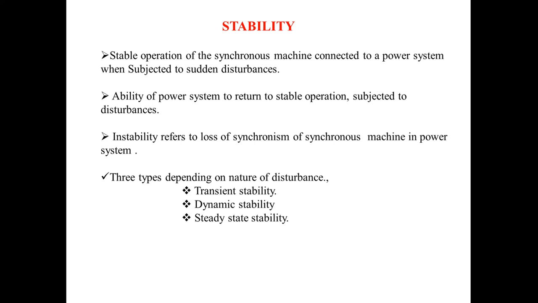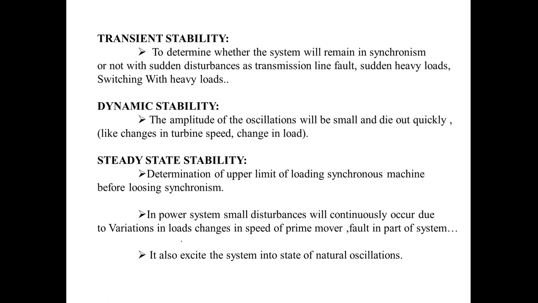Based on the nature of disturbance, there are different types: transient stability, dynamic stability and steady state stability. So these are the three different types and we are going to see them elaborately in the next slide. The first one is transient stability.